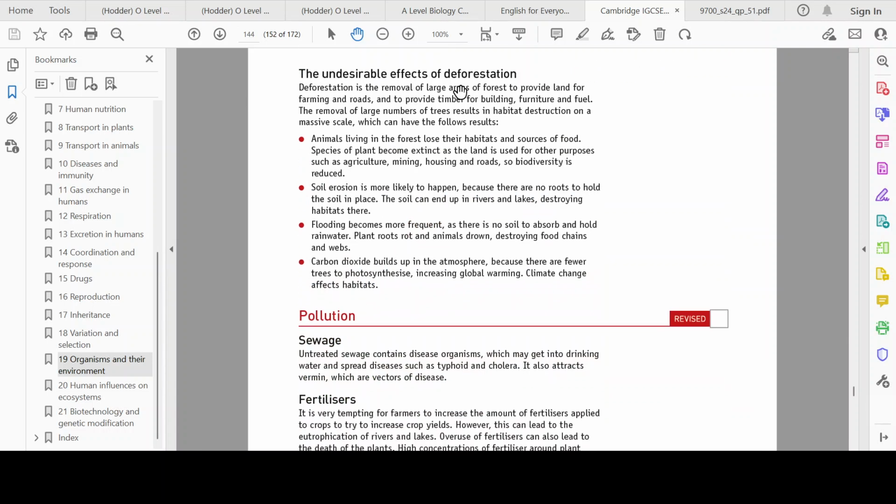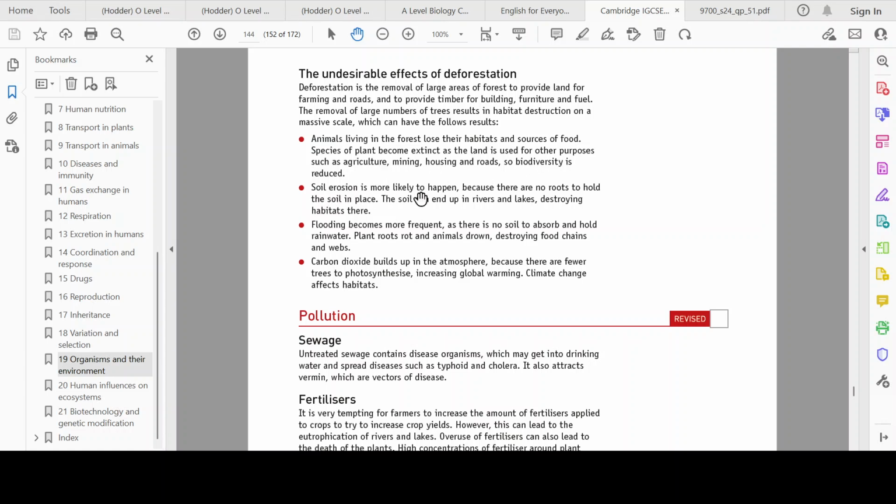So the undesirable effects of deforestation. Deforestation is the removal of large areas of forest to provide land for farming or roads, or for getting wood, timber for furniture, or for fuel, or for building residences for humans, right? And so that results in habitat destruction on a massive scale, and that can cause animals living in the forest to lose their habitats and sources of food, and they might become extinct, right? Or definitely biodiversity is reduced, if not extinction.